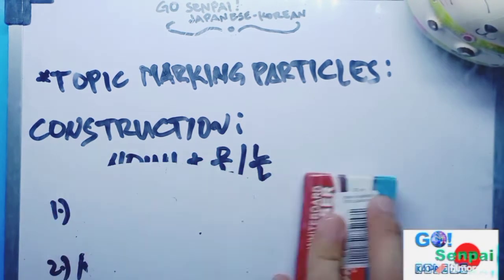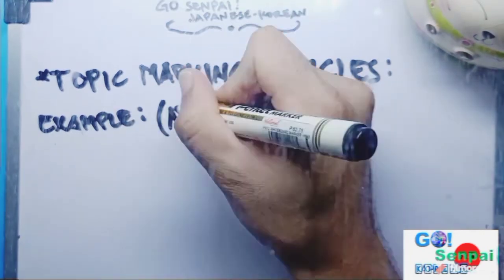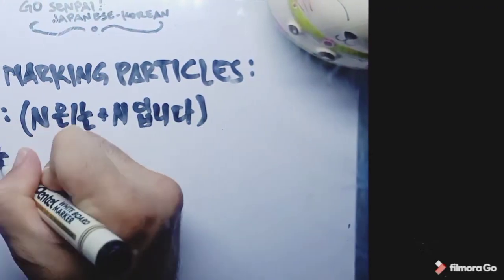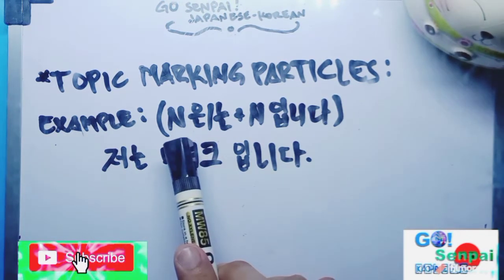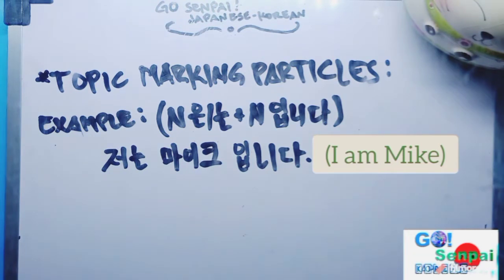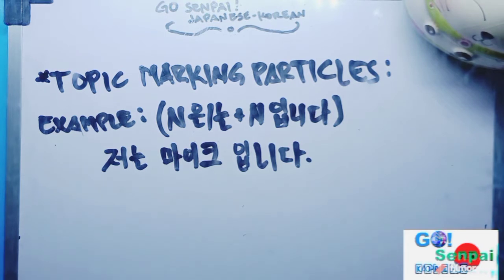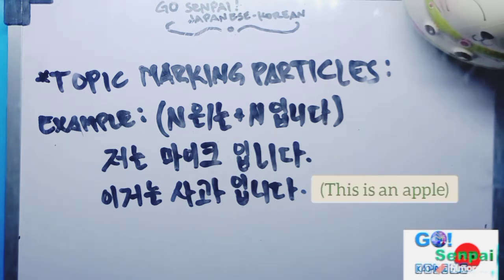So let's have some examples for easy understanding. Example for noun 은 or 는, noun 입니다: 저는 Mike 입니다. Our first noun here is 저. Since it ends with a vowel, we use 는. And then our second noun is Mike 입니다. Another example: 이거는 사과입니다.